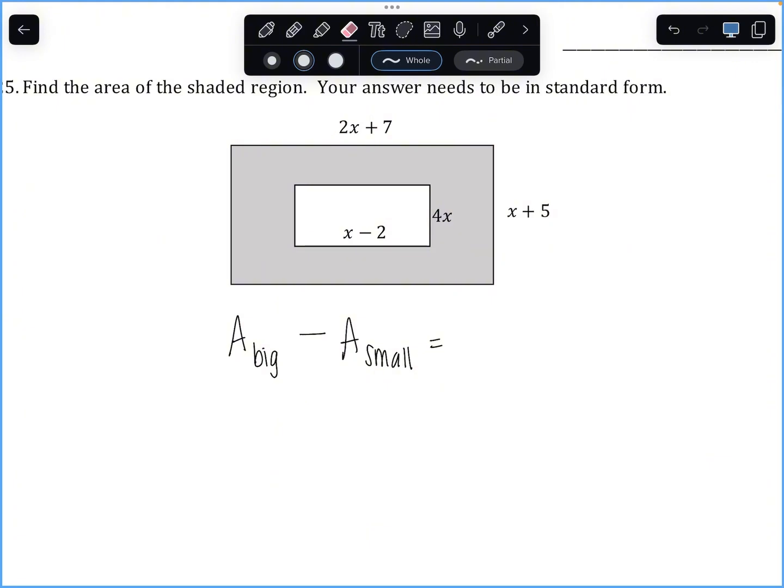The area of the shaded area. Just of the shaded region, right? I think that's pretty cool. You have a big poster and you want to cut off an area. That's going to give you the border, or the outside.